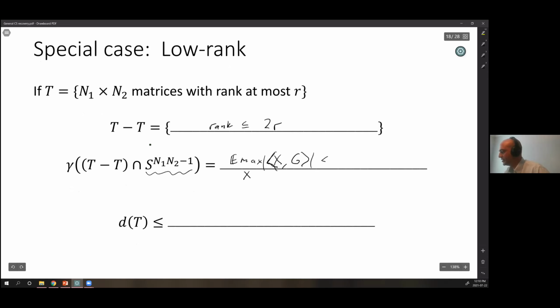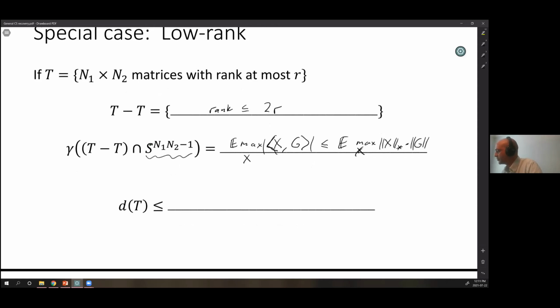This will be less than the expected value of the max over this set of nuclear norm of X times operator norm of G. If you don't know what those are, don't worry too much for now. Nuclear norm is like one norm, but on singular values. The max over nuclear norm now comes out, and the nuclear norm of a low rank matrix is always bounded. So this becomes less than root 2R, that was the bound on the nuclear norm, times the expected value of the operator norm of a Gaussian matrix, which is a very well studied quantity. And this is roughly less than root 2R times square root of N1 plus N2. So d of T squared in this case is roughly less than 2R times N1 plus N2.